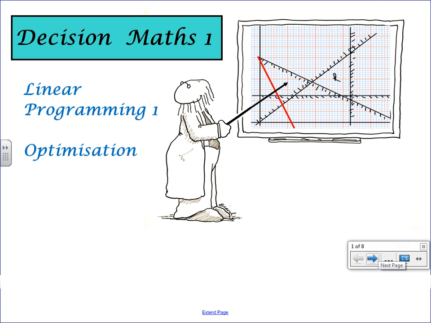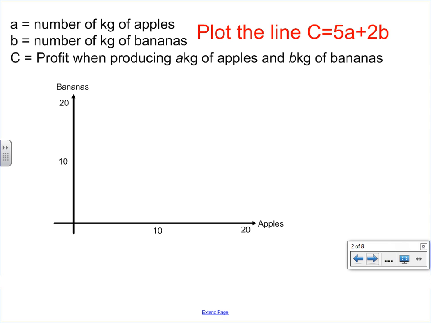So we are going to embark on the final topic of decision maths, linear programming, and optimisation of things you want to optimise. Here's an example of something you might want to optimise. You are selling apples and bananas, and you make some profit when you sell them. For every A kilograms of apples and B kilograms of bananas that you sell, you make the profit 5A plus 2B. And that's your profit.